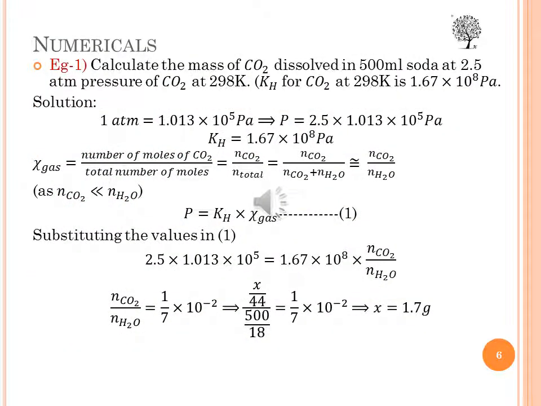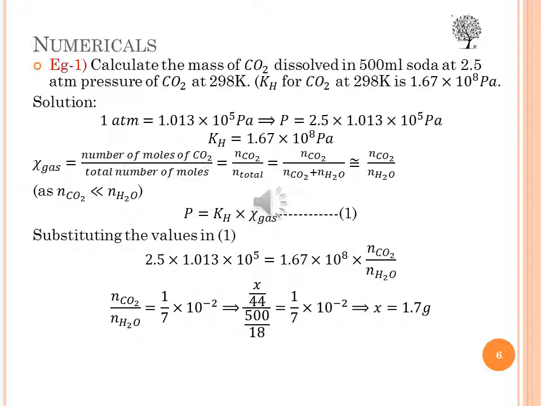In this slide, there's a numerical given. Find the mass of carbon dioxide dissolved in 500 ml of soda at 2.5 atmosphere pressure of carbon dioxide at 298 Kelvin. KH value is given. So first, since 2.5 atmosphere pressure is given and KH is given in Pa, we'll convert 1 atmosphere to pascals. The conversion unit is given. KH value I've written down.